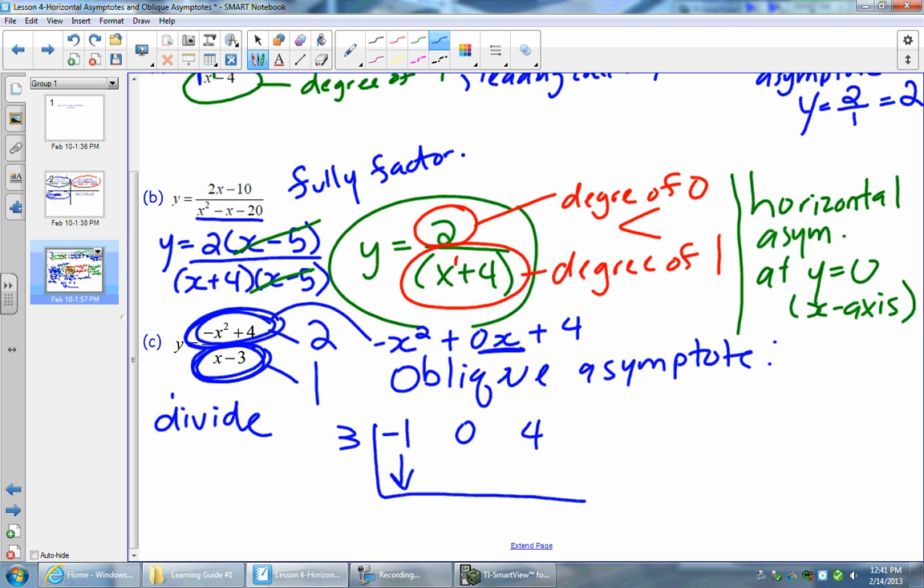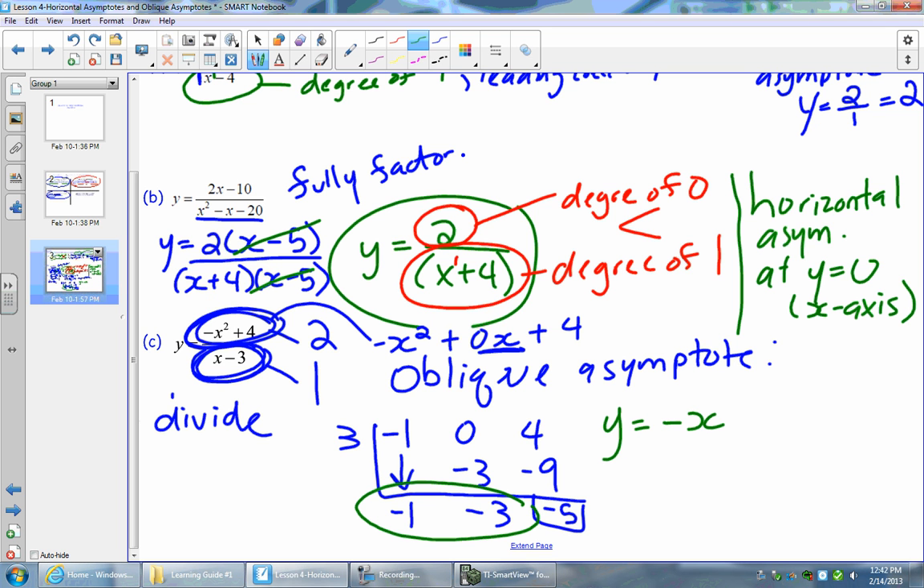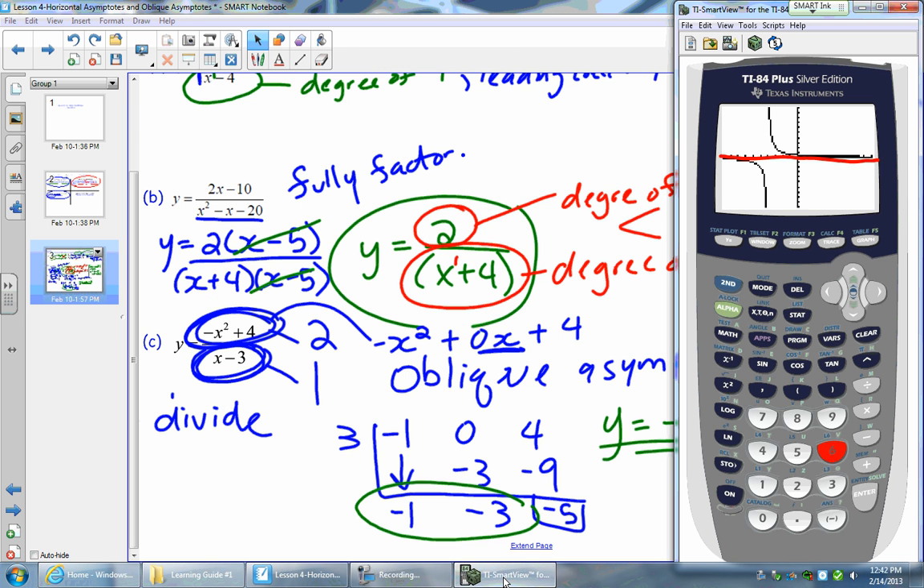Bring down the -1, and we have 3 times -1, which is a -3. Add those two values together, we get -3. And 3 times -3 gives me a -9. And I add these two together, I get -5. Okay, so what was the whole point of dividing there? Well, the quotient is going to give you the equation of the oblique asymptote. So the quotient is y is equal to negative x minus 3, and that is the equation of the oblique asymptote. So to find the oblique asymptote, you actually have to divide.